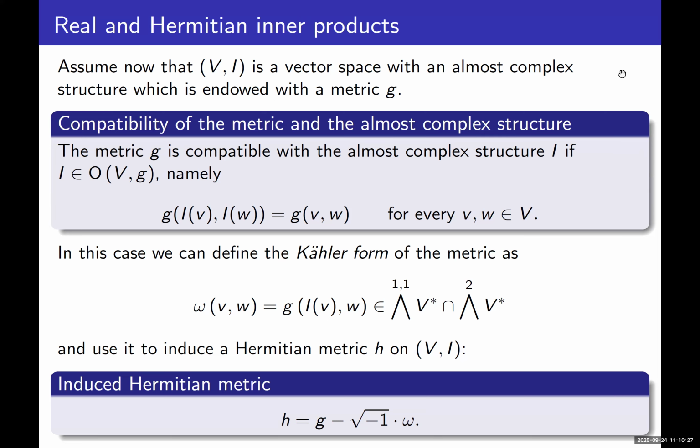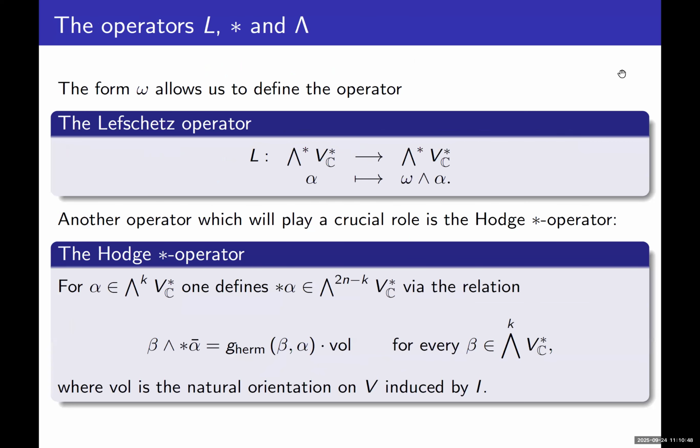Then once we have omega, we can induce a Hermitian metric on the complex vector space V_I, which is the one you can see. And in fact, two of the three data I, g, and omega uniquely determine the third one. So once we have this (1,1)-form, we can use it to define the wedge product with it.